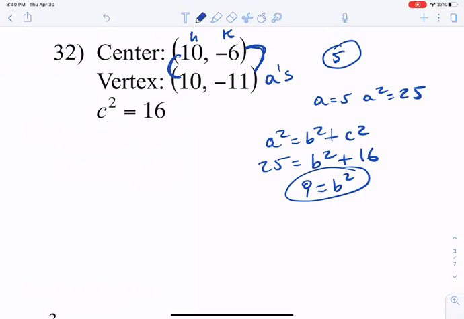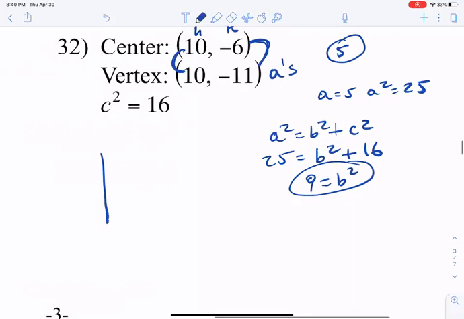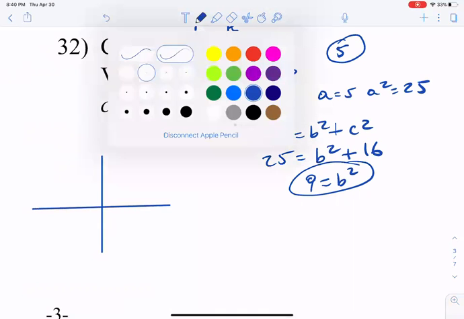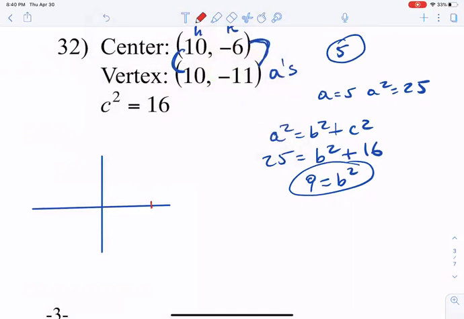If I want to find out if it's vertical or horizontal, I draw my picture. If I'm confused, I draw my picture, and I get (10, 6). So that's 10 here, and 6 is around here somewhere. And that's here. And then I get (10, -11). So (10, -11) would be a little bit below here. So that's here. And this point is here. So you could just tell, right? The y is changing. So that must be a vertical axis, right? A vertical change in the y axis.